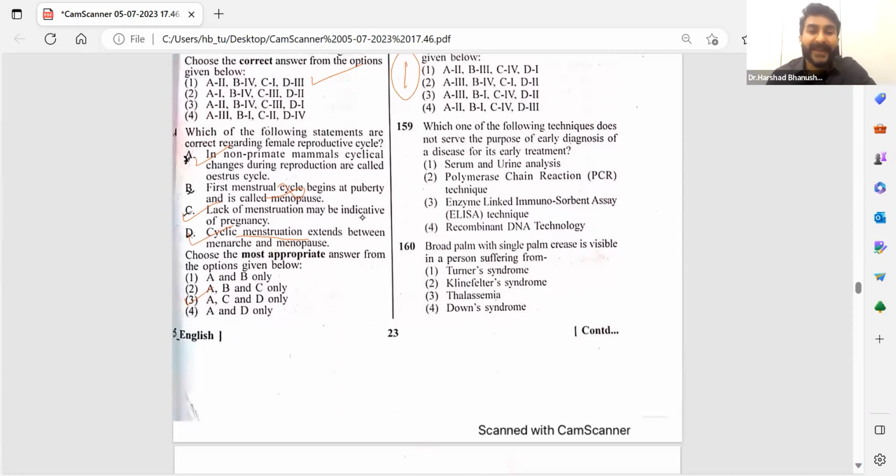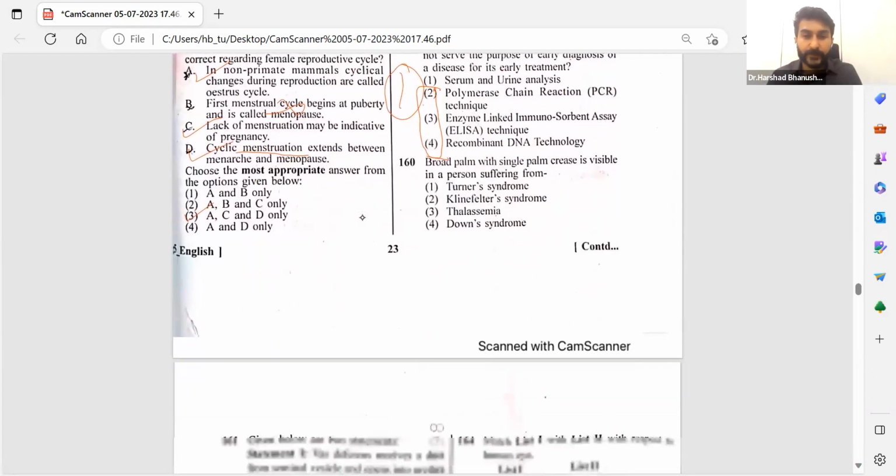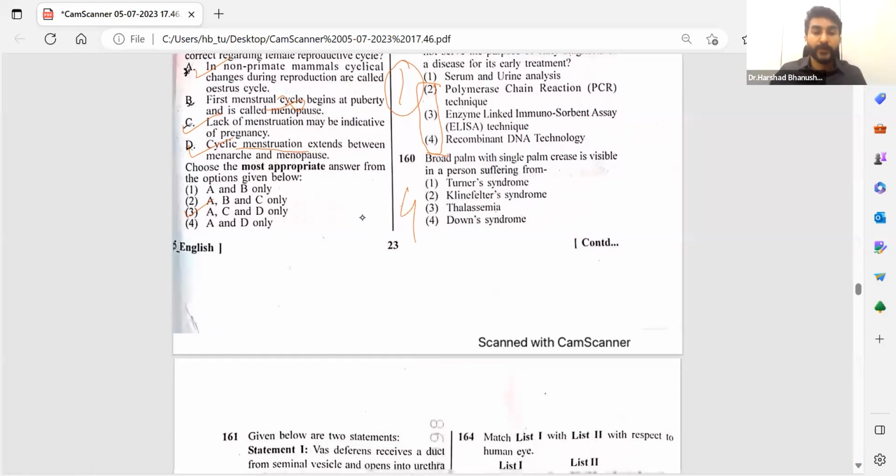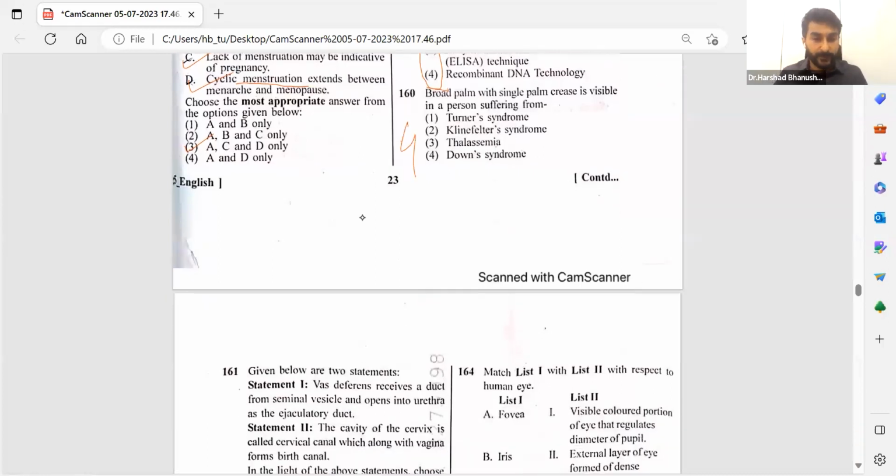Which of the following technique does not serve the purpose of early diagnosis? PCR, ELISA, and recombinant DNA technology can do early diagnosis, whereas serum and urine analysis will give you the correct reading only when pathogen level is high. So option 1 is not the purpose of early diagnosis. Broad palm with single palm crease, if you know, this is a symptom of Down syndrome. So our option would be option number 4 in this case.